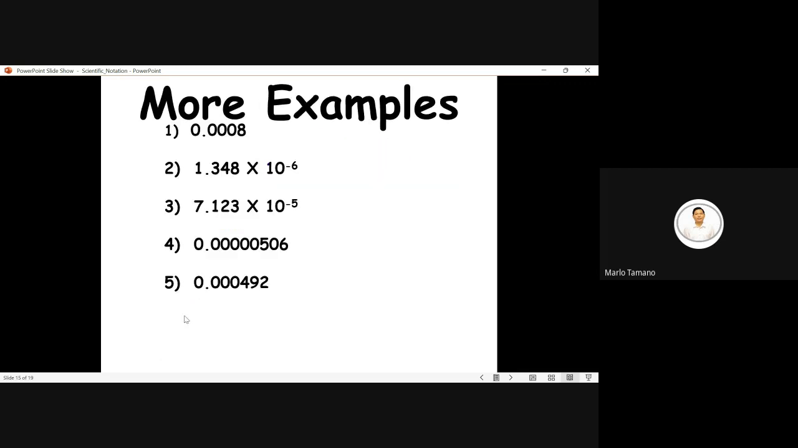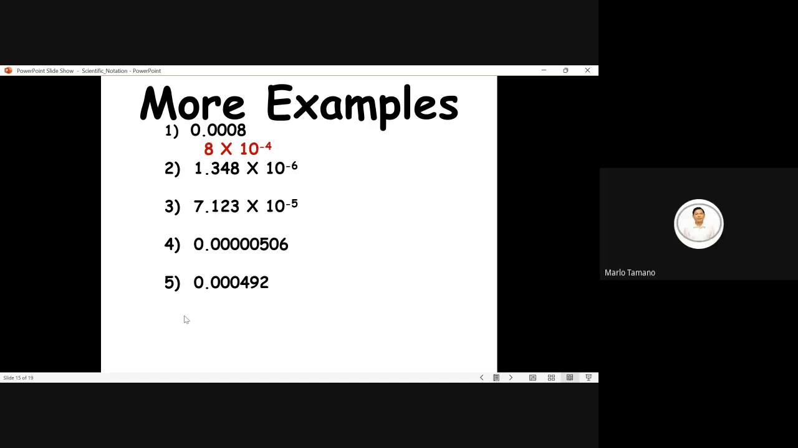Next, more examples. Number 1. This is written in standard form. All you have to do is rewrite it in scientific notation, or express the number in scientific notation. 8 times 10 to the negative 4 power. Okay, so 8 times 10 to the negative 4.